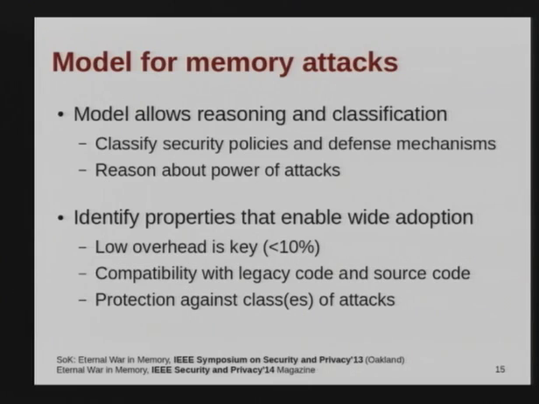had these common properties. First of all, low overhead is key for adoption. If your defense mechanism has more than 10% overhead, nobody's going to use it. A second important property is that you need to have compatibility with legacy code and with source code. If you don't support legacy binaries that cannot be modified, you're out of luck and your defense mechanism will not be used. If you don't support libraries, your defense mechanism will not be used. Also, you need to protect against classes of attacks. You need to provide a good reason to actually use it in practice.